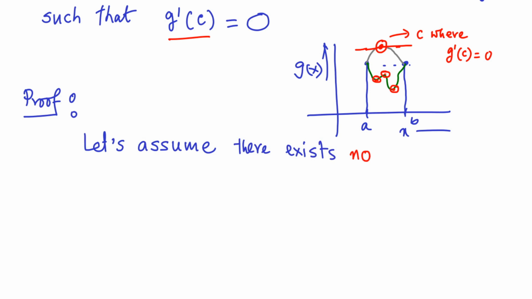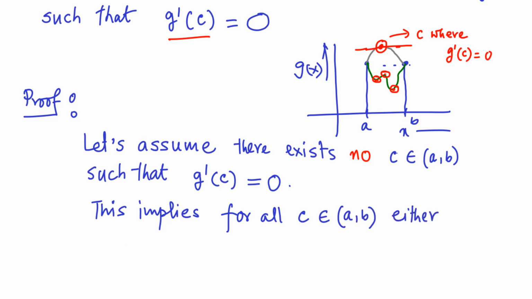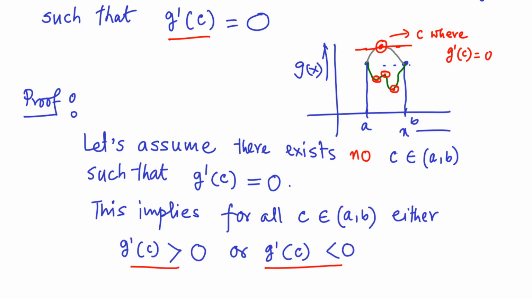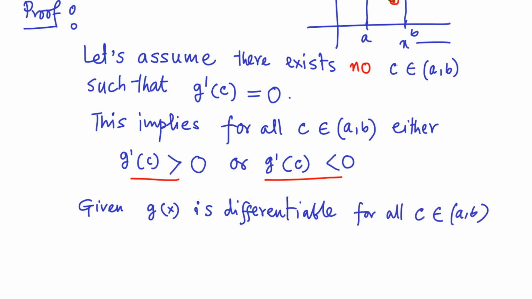Let's assume there exists no such c inside the interval a comma b such that g prime at c equals 0. This then implies that for all c belonging to the open set a comma b, either g prime c is positive or g prime c is negative, as g prime c equal to 0 is not allowed. So it could be either positive or negative. Now it is given that g of x is differentiable at all points c in the open interval a comma b. Open interval means the endpoints are not included.